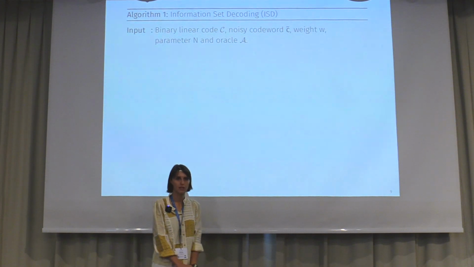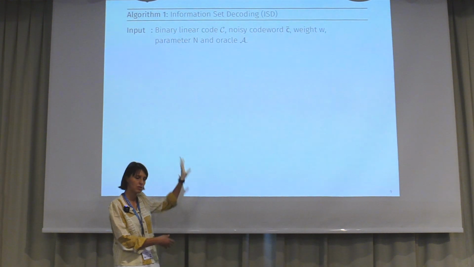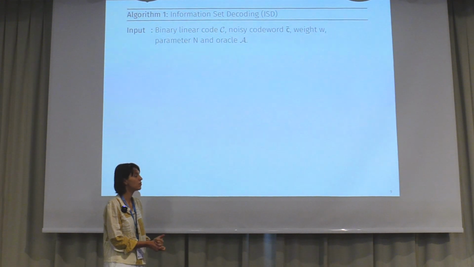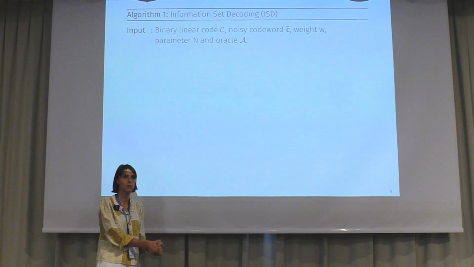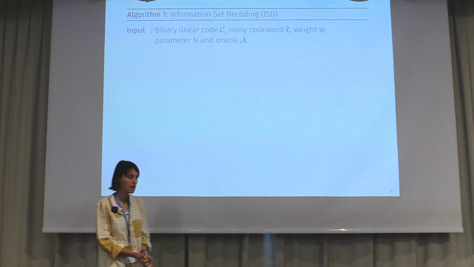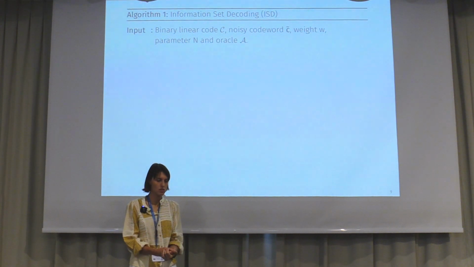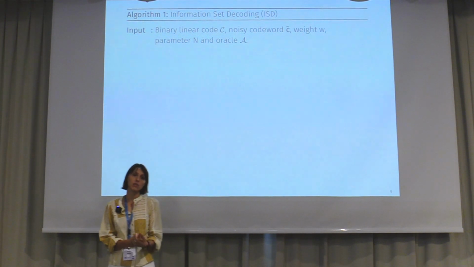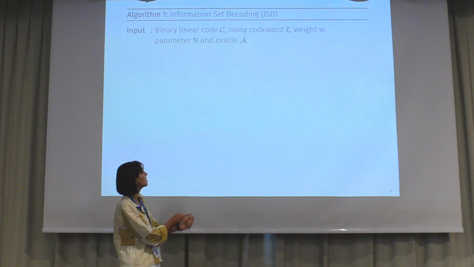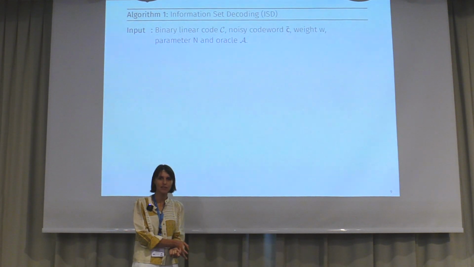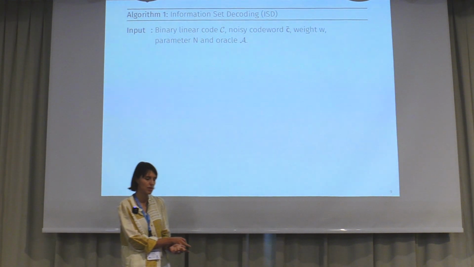So let's start with the framework itself. I'm calling it a framework because there are many algorithms that fall into this template. Information set decoding takes as input a binary linear code, which can be described either via a parity check matrix or a generator matrix, a noisy code word C tilde, a weight W, and two additional things. One is a parameter capital N that I will explain shortly, and the other is the oracle. I'm calling it an oracle because it sounds fancier, but in fact it's basically a choice of the subroutine, the algorithm that is going to solve your sub-instance.